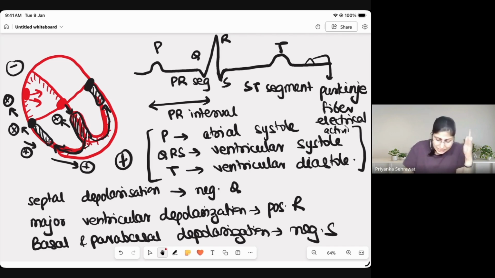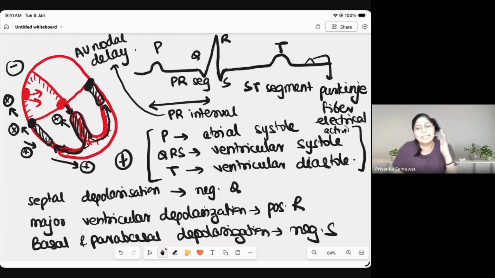PR interval, please remember this. This is very, very important. PR interval tells us about AV nodal delay. So if you give somebody something to slow down the AV node, for example, digoxin. Digoxin has a nodal delay property, right? Or calcium channel blockers or adenosine. In PSVTs, we do give adenosine, right? That is to inhibit the AV node so that the delay is prolonged. What will happen? PR interval becomes prolonged.